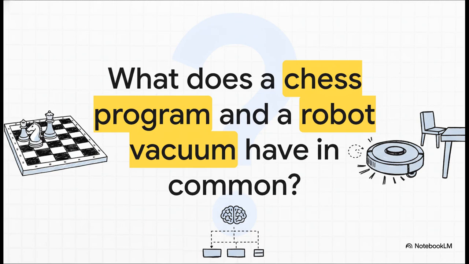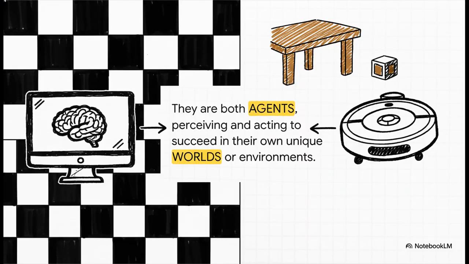Okay, so let's jump right in with a question for you. What on earth does a super smart chess program, one that can outthink a grandmaster, have in common with one of those little robot vacuums that just tries to not fall down the stairs? The answer is actually pretty deep. Turns out they're both what we in the AI world call agents.